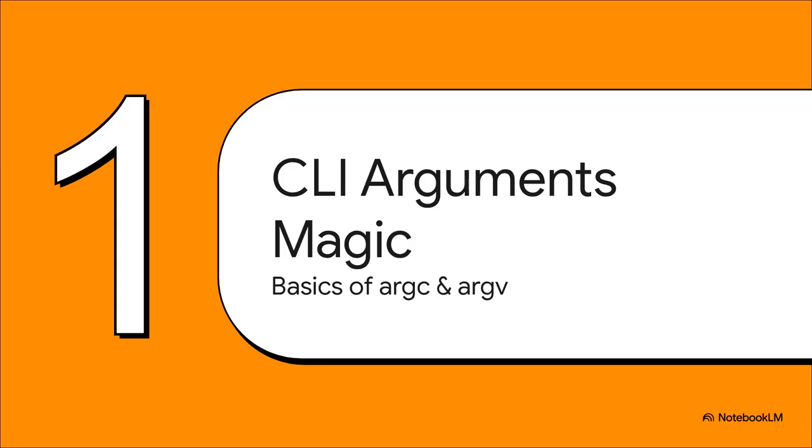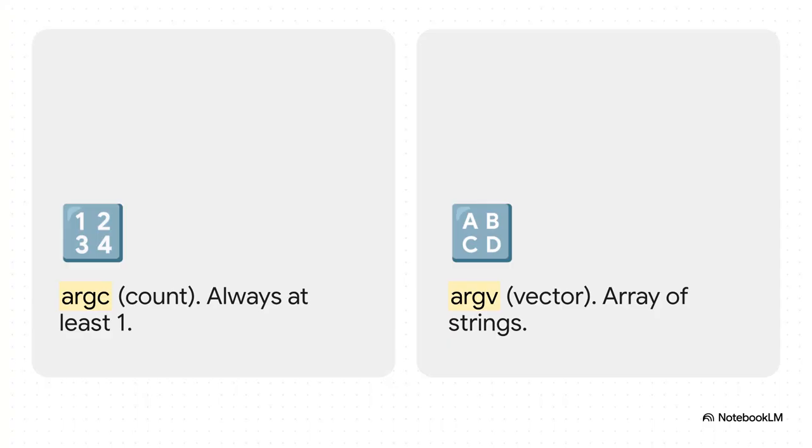Okay, part 1, the magic of command line arguments. Before we even think about writing a single line of code, we really need to understand the environment. How does your C program actually receive data directly from the shell when a user types a command? Up until now, you've probably just written int main(void). But to accept arguments from the command line, our main function uses two very special parameters.